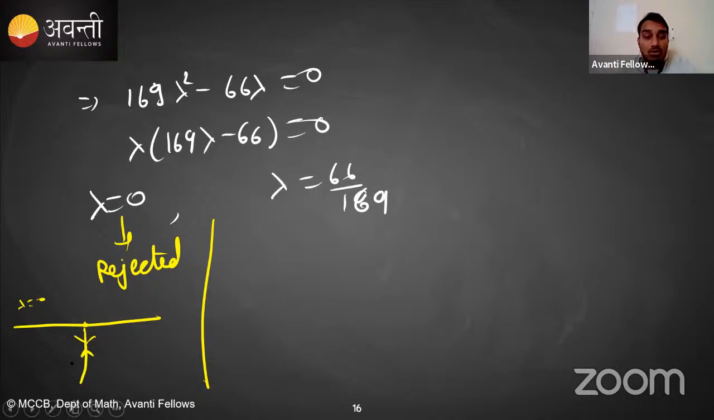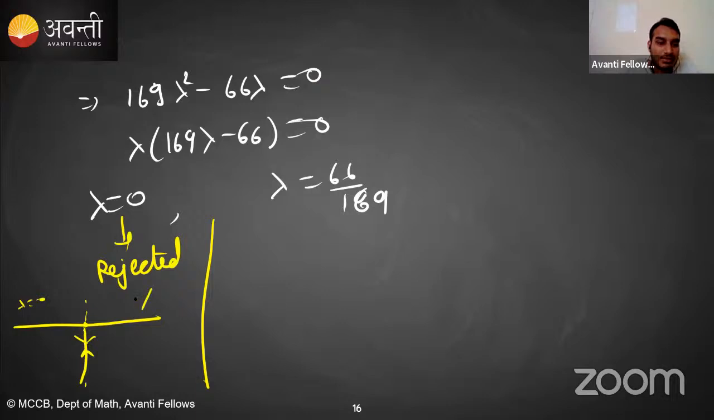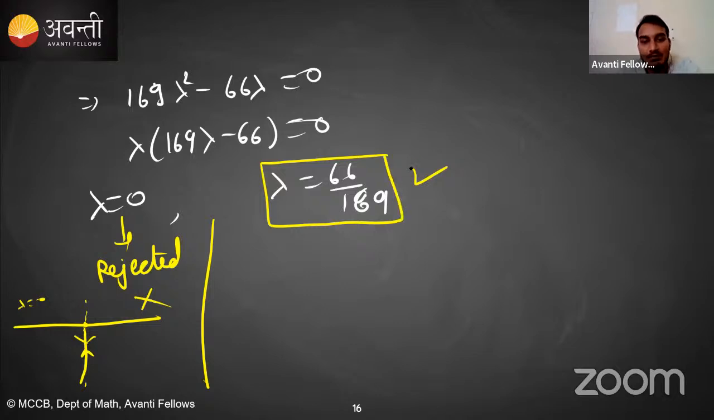Why? Because if it is possible, then the normal will also be lying on the same line, and clearly the normal and my reflected ray have some angle between them because their slopes are not equal. Yes or no? So that's why lambda equal to 0 is rejected, not possible. So the only value is this. So lambda equal to 66 upon 169 is accepted.